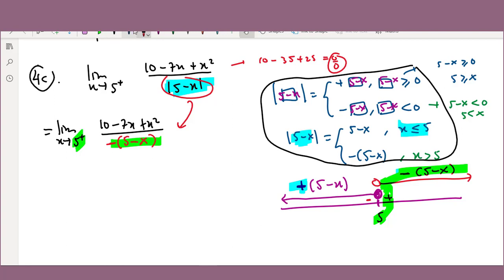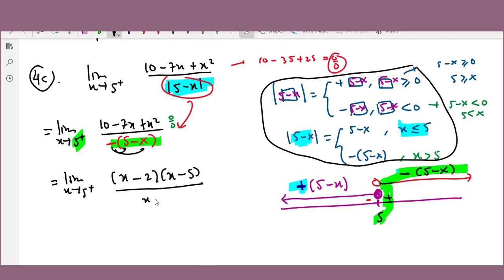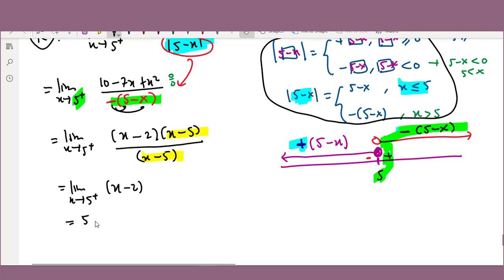Substitute and we still get 0 over 0, right? 0 over 0 is indeterminate form. You need to factorize only the numerator: limit as x approaches 5 from the right of (x minus 2)(x minus 5), since 10 minus 7x plus x squared factorizes that way. Or take the negative outside, so negative changes to positive. Then up and down cancel. Simplify: limit as x approaches 5 from the right of x minus 2. Substitute, and 5 minus 2 is equal to 3. So the answer is 3 for C.